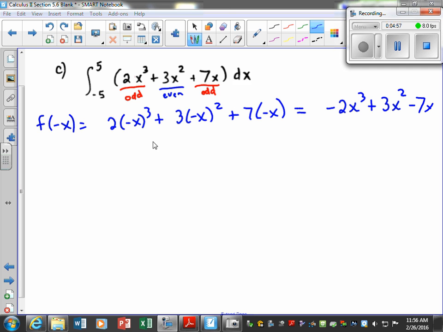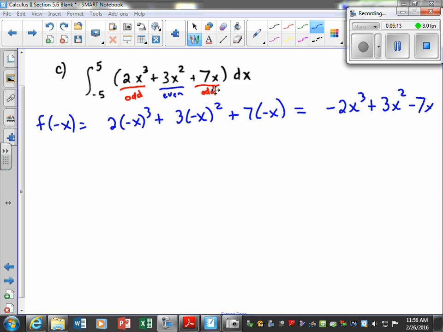So if I wanted to group this 2x cubed and negative, so that looks like it would fit the odd property. This one individually, when you evaluate it at negative x, we got the exact same thing, so it appears that would fit the even.